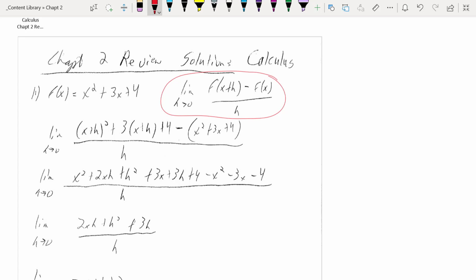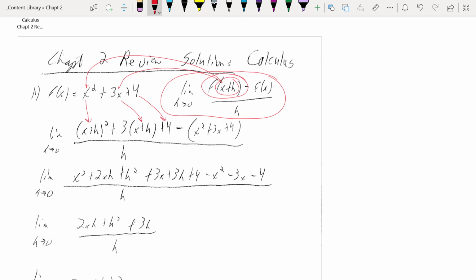So the very first thing that we have to do is go ahead and substitute and find f of x plus h. Or in other words, x plus h is going to go in place of all of our x's in our equation. So when you do that, you're going to get x plus h squared, and then plus 3 times x plus h. And you still have your plus 4.